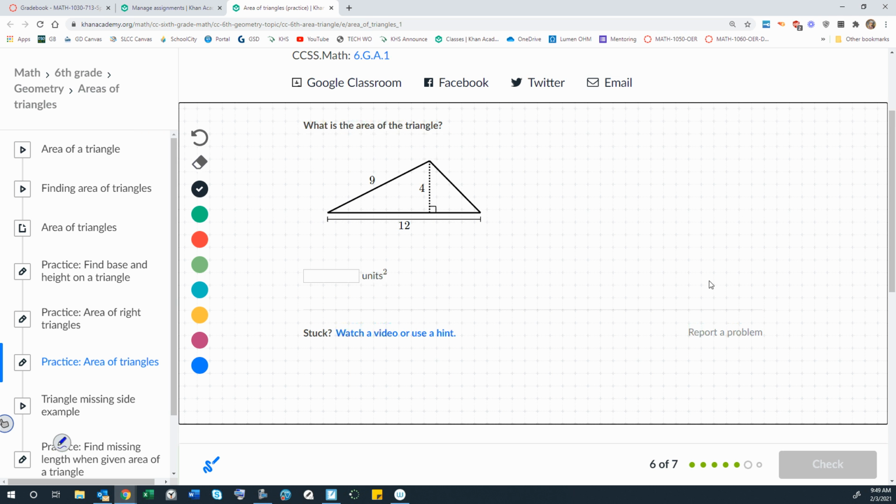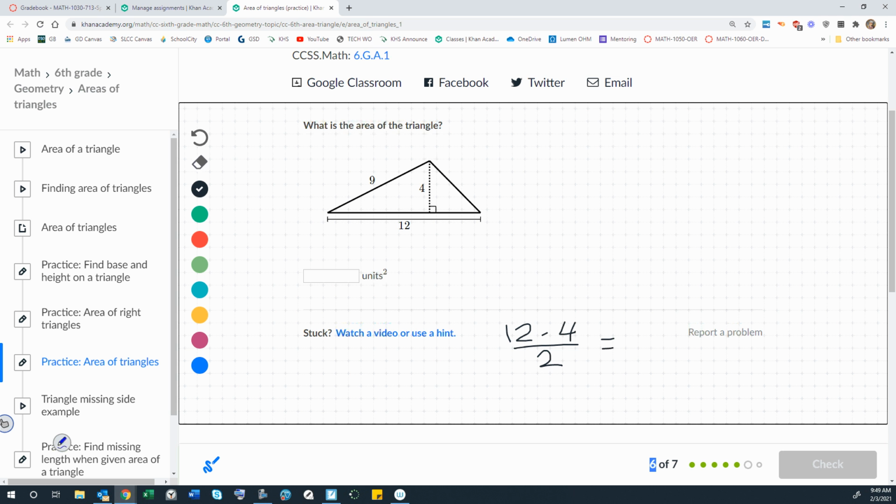Ooh, here's one of those that has the extra number to confuse us. So which number are we not going to use in this problem? Well, we are going to use the 12. The 12 is the base. We are going to use the 4 because that's the height, because 4 is perpendicular to 12. We're not going to use the 9. So 12 and 4, and then multiply those together and divide by 2.